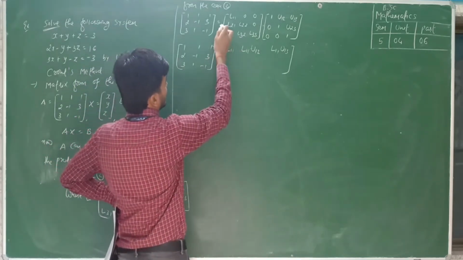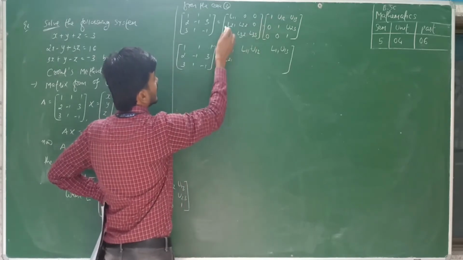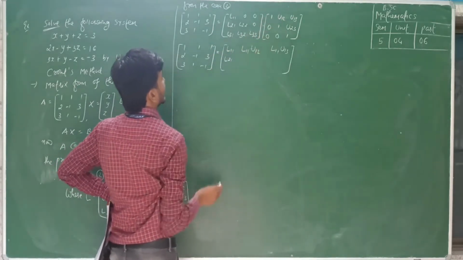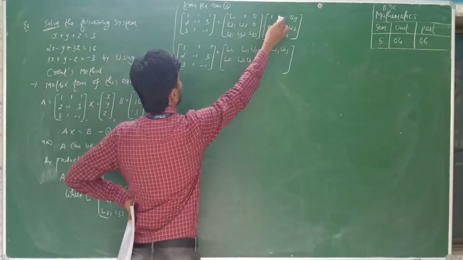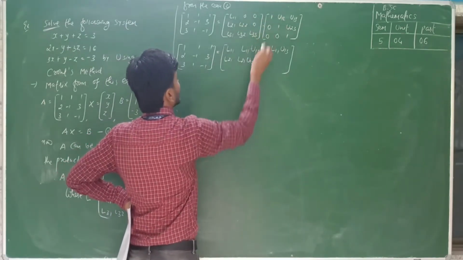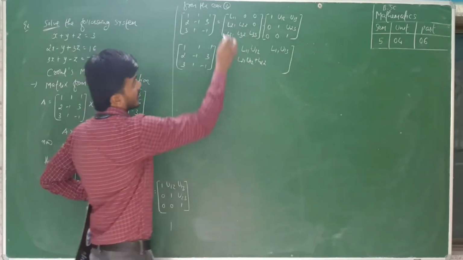Same as second row and first column. Second row and first column: L21 into 1, that means L21. Second row and second column: L21 into U12 plus L22 into 1, that means L22.